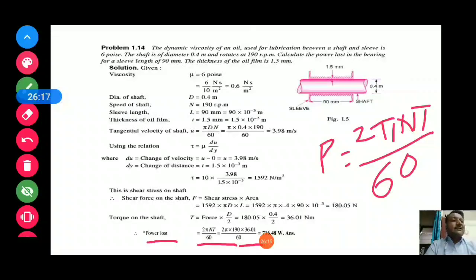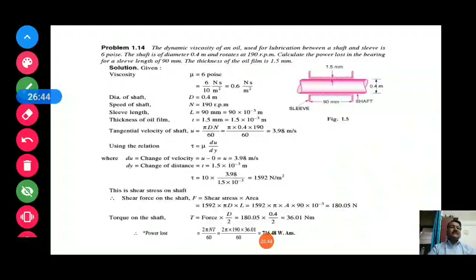That formula we are using for finding out the shaft power. So the same formula you have to use, 2 pi NT by 60. 2 pi is the constant, N is the speed of the shaft we have found out. So torque is 36.01 Newton meter, divided by 60, that is your power lost in the friction.